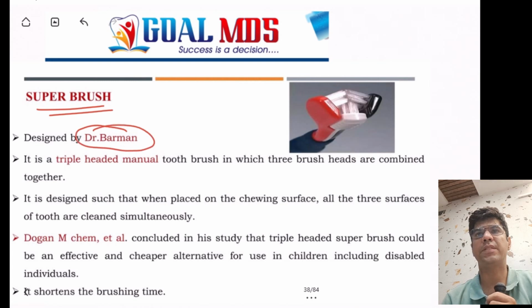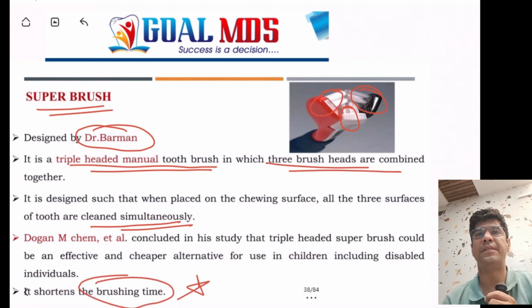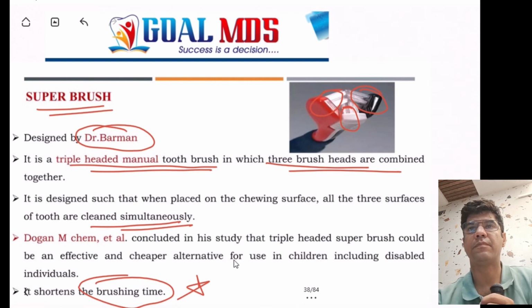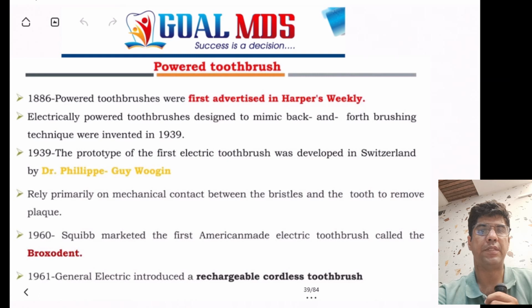Other is the super brush. What is the super brush? It was designed by Dr. Herman. It is a triple headed manual brush. So there is one head, two heads, and here is the third head. So three brush heads are combined together. When placed on the chewing surface, all three surfaces of the tooth are cleaned simultaneously. So that will shorten the brushing time. It is a cheaper alternative for use in disabled individuals.